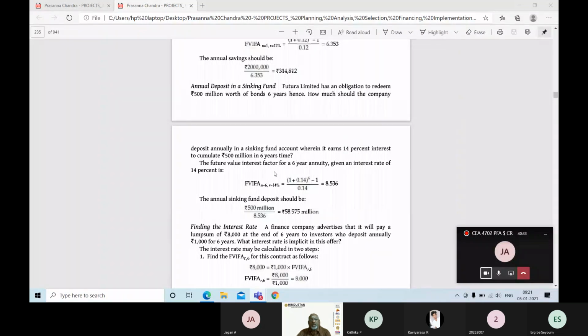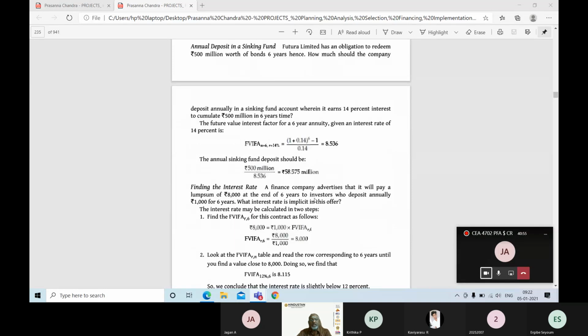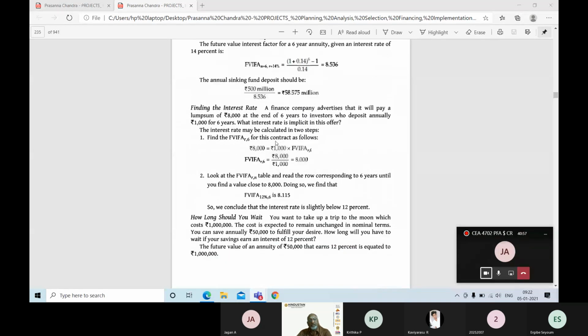So here the future value interest factor for a 6-year annuity given an interest rate of 14%. Then you have to calculate the future value factor as 8.536. The annual sinking fund deposit should be 500 million divided by 8.536. Then annually you have to deposit this amount. Then only it will come to 500 million after 6 years. This method you have to calculate, and finding the interest rate is another method.